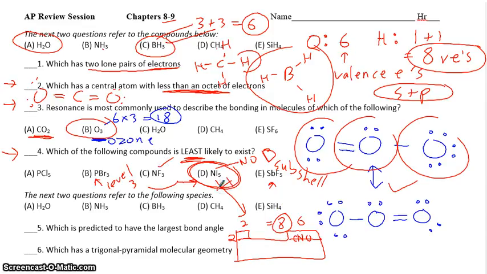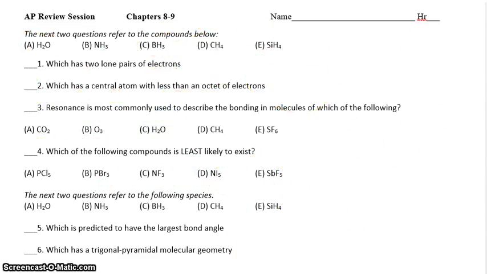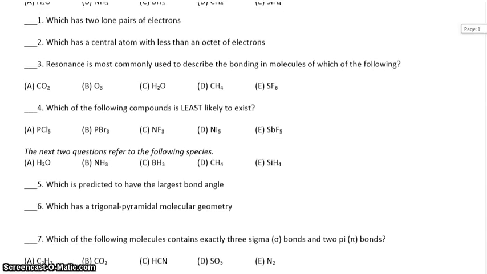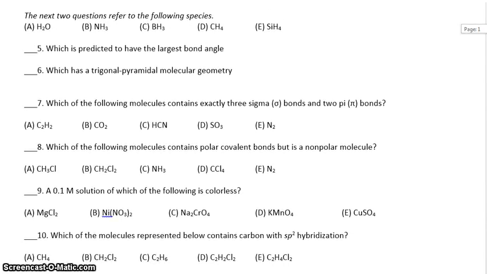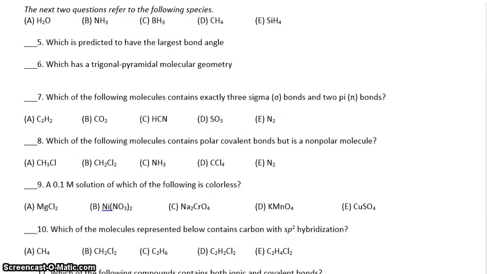All right, how about we take a look at number 5. Let's clean this up a bit. So we have, which is predicted to have the largest bond angle. Now when we draw these molecules, we can see their bond angles. If we draw CH4, for example, remember the most famous bond angle is 109.5 degrees.